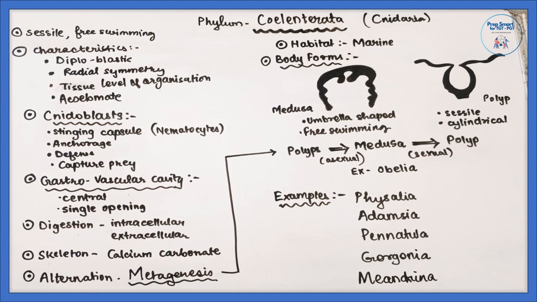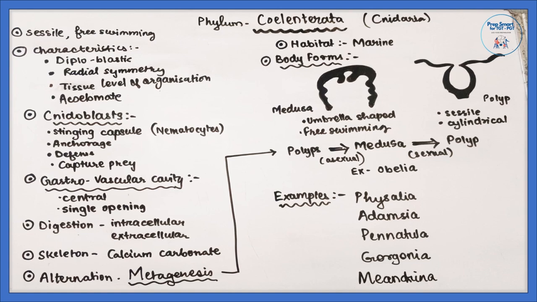The skeleton in coelenterates may be endoskeleton, exoskeleton or absent. Some of the examples are Physalia, which is also termed Portuguese man of war, Adamsia, Pennatula, Gorgonia, and Meandrina.